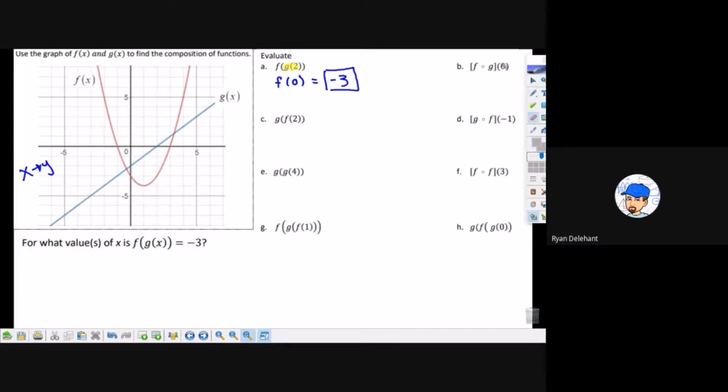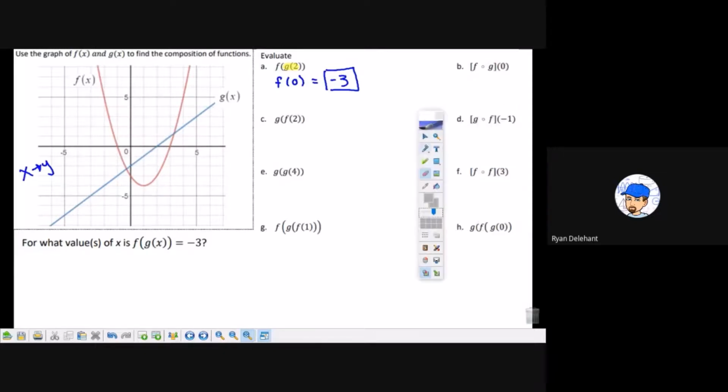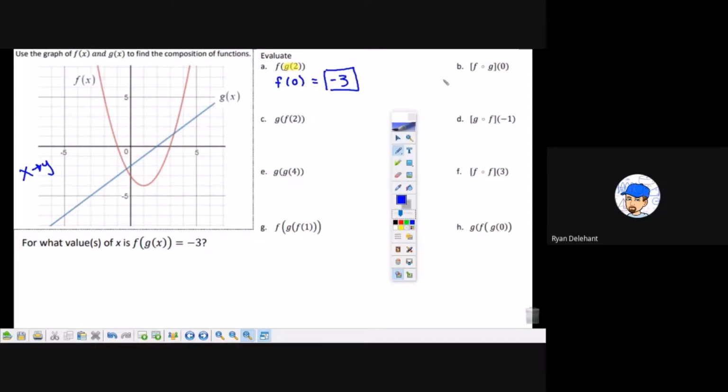So let's go through and try this part B. The only reason we have this one up here is so we remember the notation. This is f of g of 0. So we need to figure out g of 0. So g at 0 is right here. So that's a y value of -2. So the -2 is what I'm plugging into f. So I come back here to -2, trace up, and find out that f is at +5. So that means the answer to this should be +5.